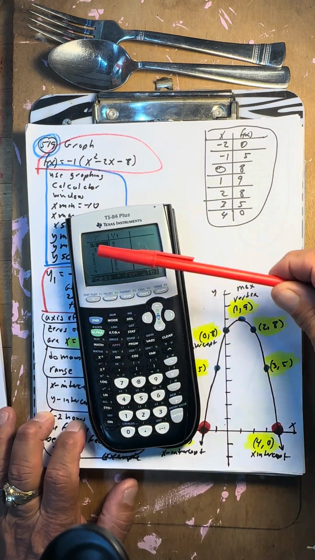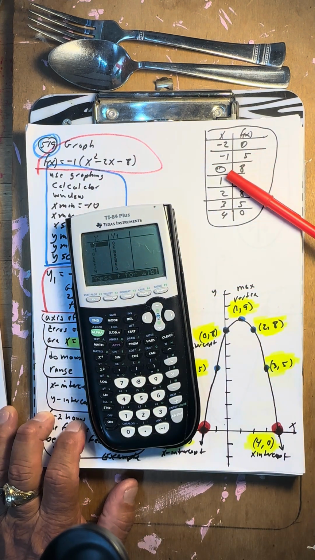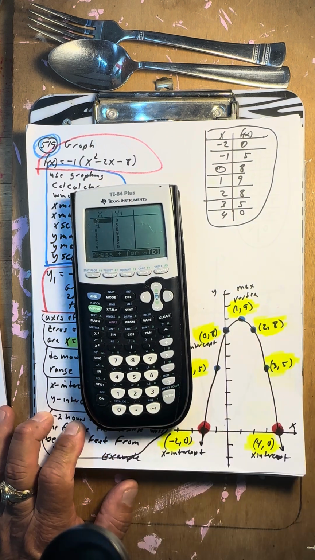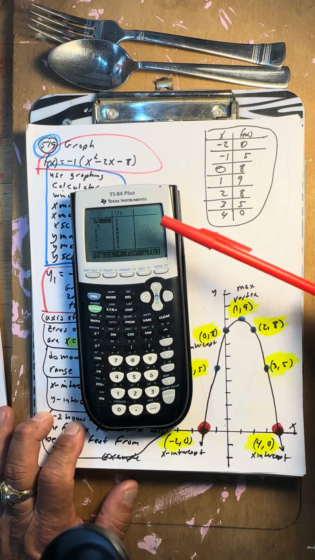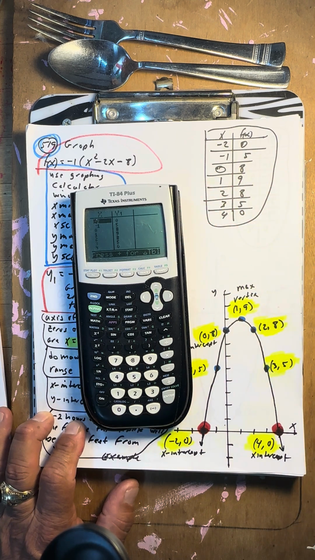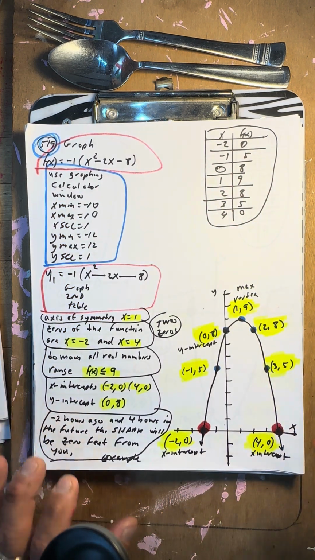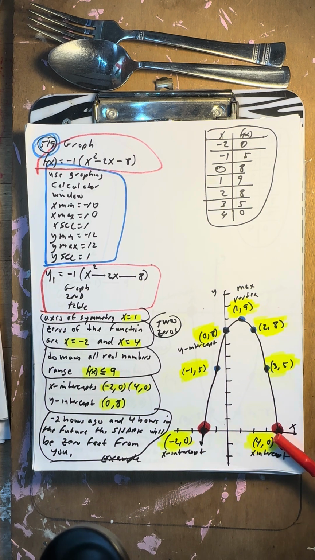So it says at (-2, 0), (-1, 5), (0, 8), (1, 9), (2, 8), (3, 5), (4, 0). All these numbers match. So we got them. Let's put them in there. (-2, 0), (4, 0). There they are. So we have (-1, 5), (0, 8), and (1, 9).